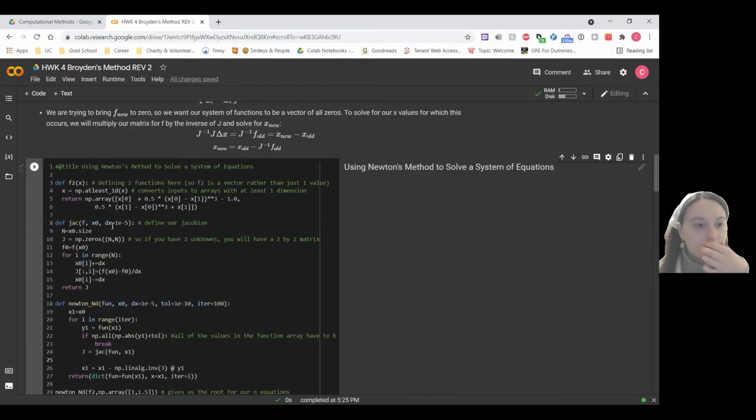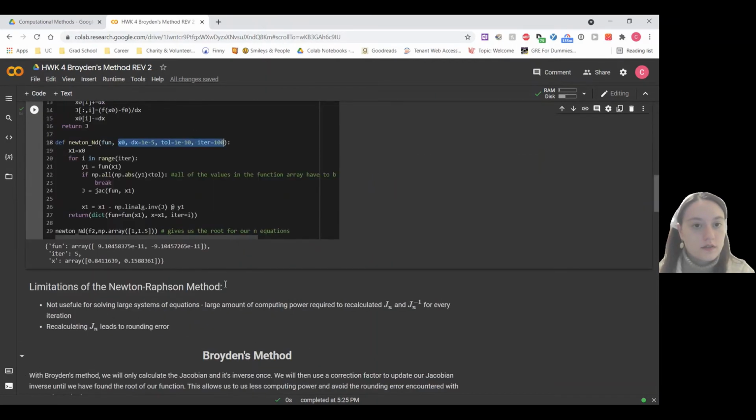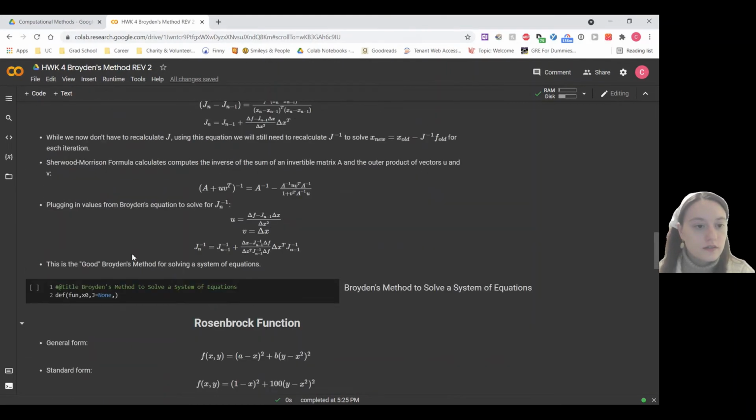From our previous function we made, we'll need the tolerance, and say the maximum number of iterations we want will be 100.